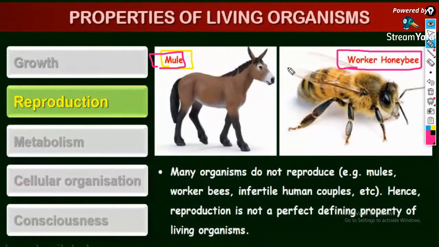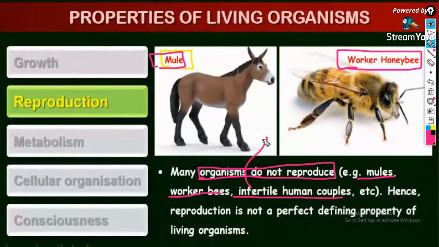If we consider reproduction as a major character, there are many organisms that cannot reproduce. For example, mule, worker honeybee, infertile human couple. Infertile means not capable of producing offspring or progeny. Therefore, reproduction can never be considered as a defining property of living organisms.